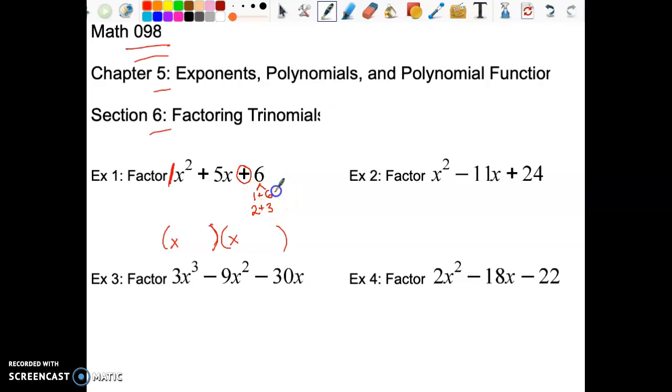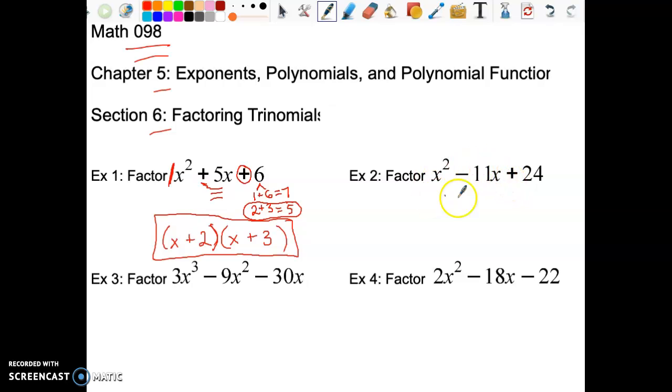So as you add between the two numbers, 1 plus 6 is 7, and 2 plus 3 is 5. Well, the number that we care about is the 5. So this one, and it is true that 2 plus 3 is positive 5, so we just want to leave our answer like that, x plus 2, x plus 3. So this is our final answer for exercise 1.